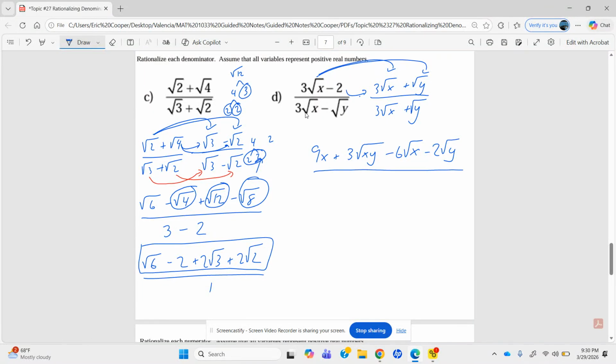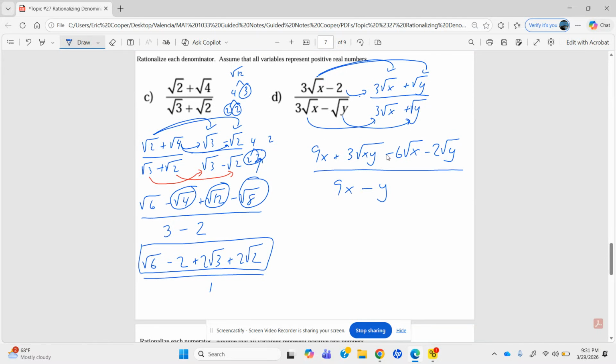Here again, we'll do the first and the first and the last and the last. This is like the first one we did. 3 times 3 is 9. The square root of x times the square root of x is simply x. And then negative square root of y times square root of y. Negative times positive is negative. Square root of y times square root of y is just y.